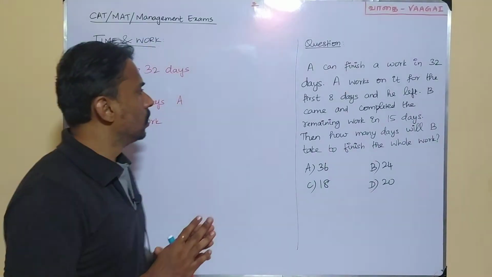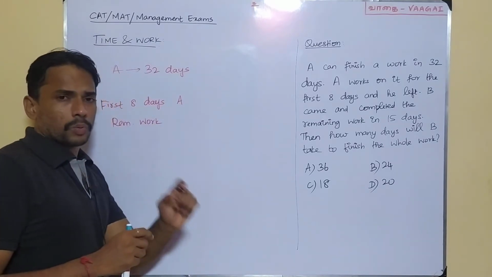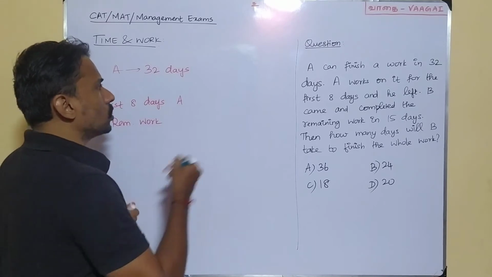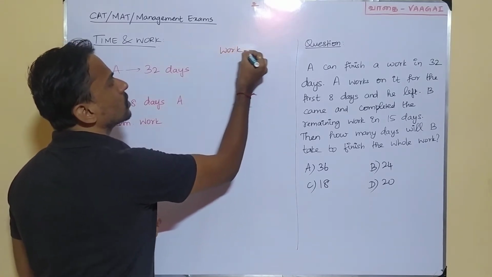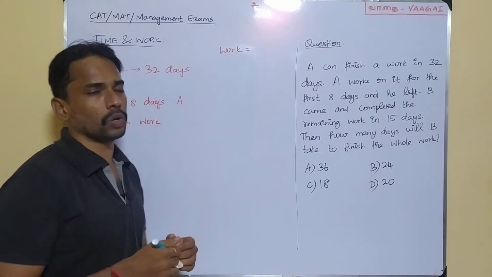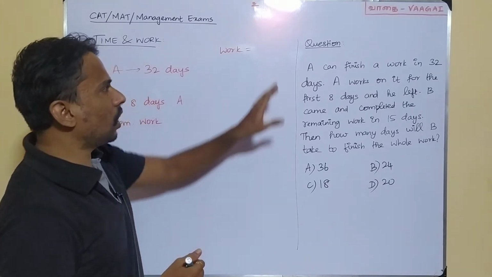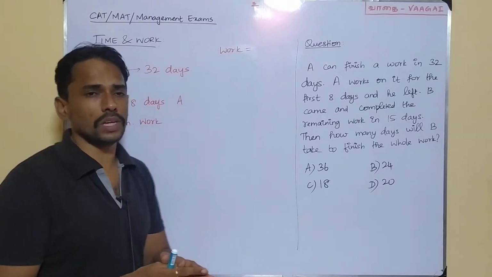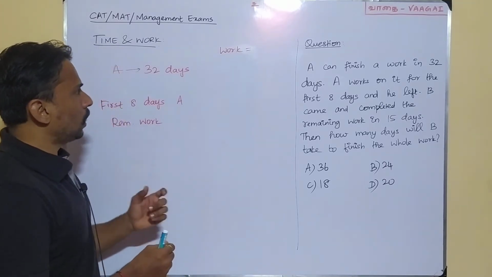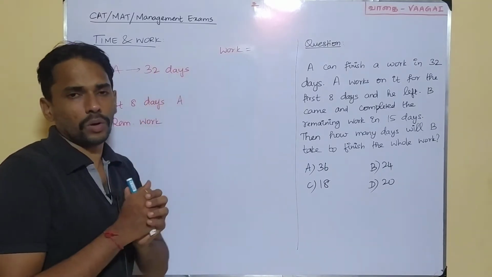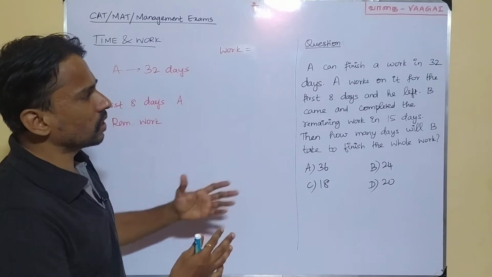This is the question. So we'll first try to work this problem through the unitary method. Unitary method in the sense we try to assume the work to be some units, so that will be comfortable for us to do the problem. And how do we assume it? It's again going to be very easy. We will just take a number which is a multiple of the number of days given here. So what are the number of days given here in this question?